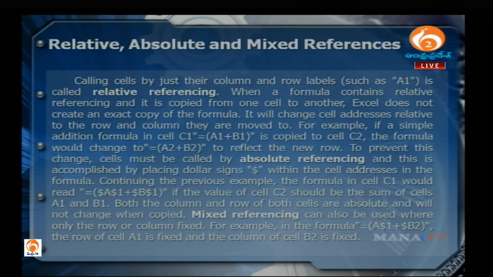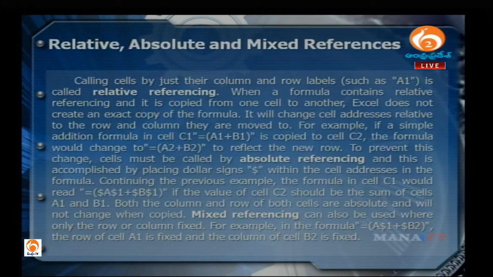To prevent this change, the cell must be called with absolute referencing, which is done by placing a $ sign within the cell addresses in the formula. In the previous example, the formula in cell C1 would read $A$1 plus $B$1 if the value of cell C2 should be the sum of cells A1 and B1. Both the column and row of both cells are absolute and will not change when copied. Mixed referencing can also be used when only the row or column is fixed. For example, in the formula A1 plus B2, the row of cell A1 is fixed and the column of cell B2 is fixed.